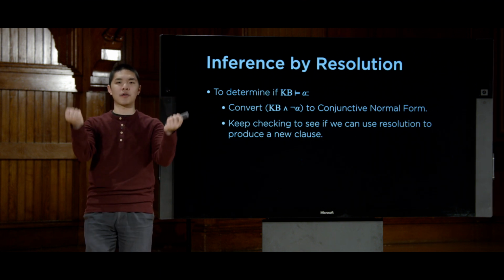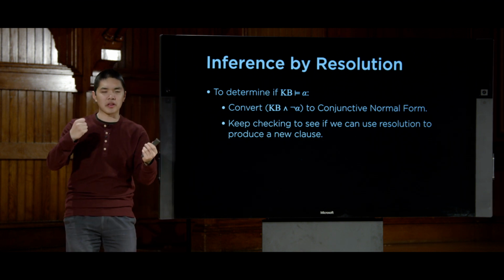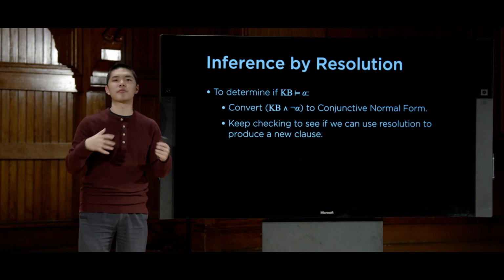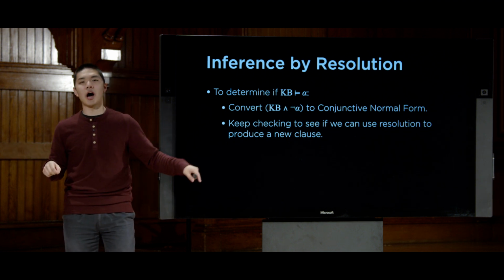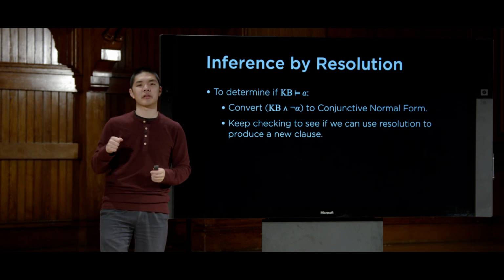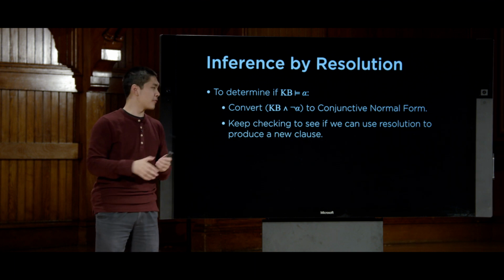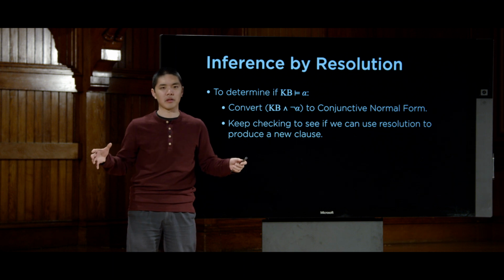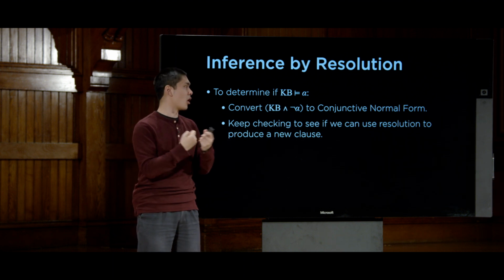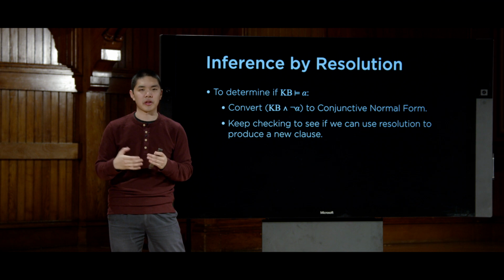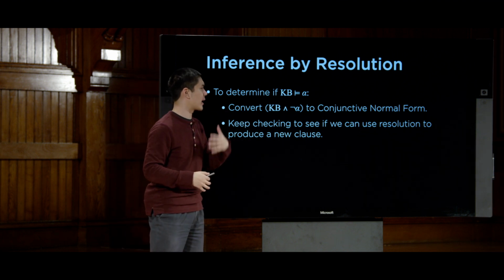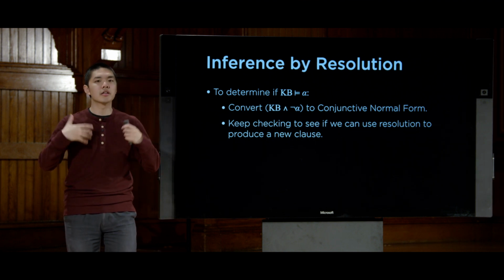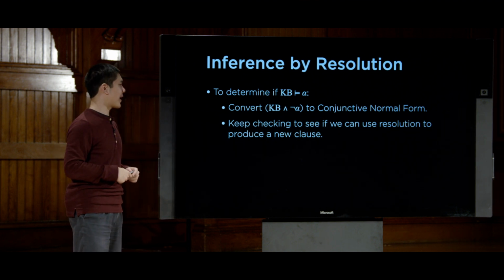We can take any pair of clauses and check, is there some literal that is the opposite of each other, or complementary to each other, in both of them? For example, I have a P in one clause and a not P in another clause, or an R in one clause and a not R in another clause. If ever I have that situation, once I convert to conjunctive normal form and I have a whole bunch of clauses, where I see two clauses that I can resolve to produce a new clause, then I'll do so. This process occurs in a loop. I'm going to keep checking to see if I can use resolution to produce a new clause, and keep using those new clauses to try to generate more new clauses after that.